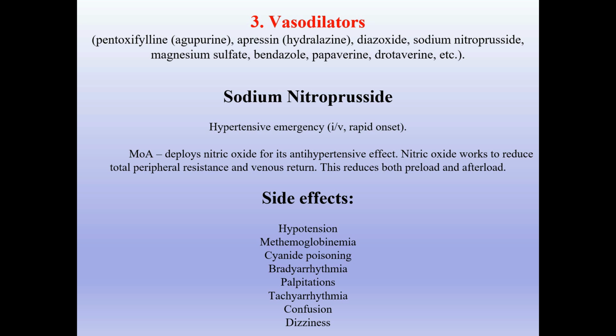Let's take a few drugs as examples. Sodium nitroprusside is used for hypertensive emergency intravenously with rapid onset. Mechanism of action: it releases nitric oxide for its antihypertensive effect. Nitric oxide works to reduce total peripheral resistance and venous return. This reduces both preload and afterload.